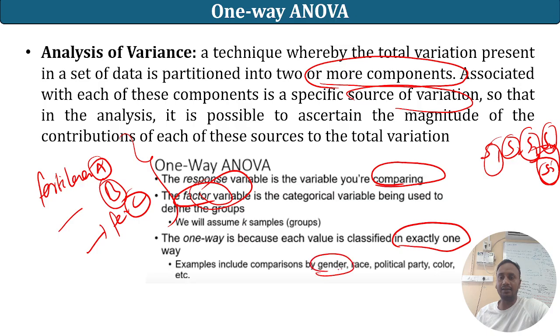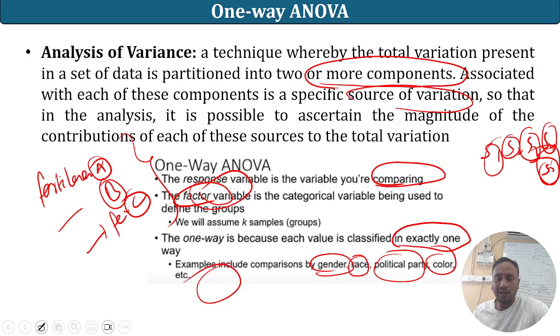So one way is because each value is classified exactly one way. It's something like gender, race, political party, color, or something. So one way will be having independent groups. Let's say I took three model cars and we check which petrol cars have more consumption and which have less consumption. So that is going to tell about the independence.